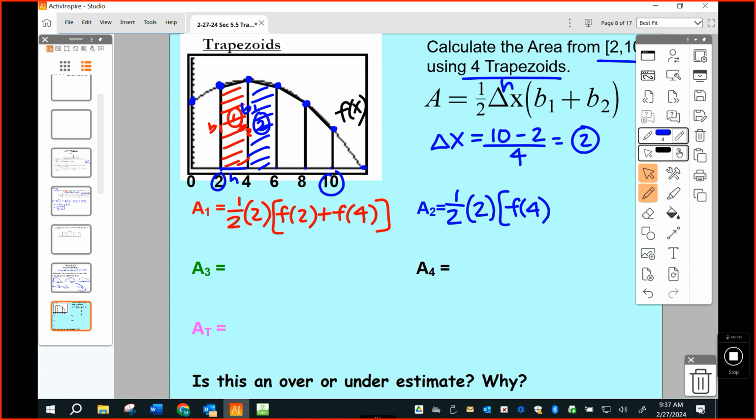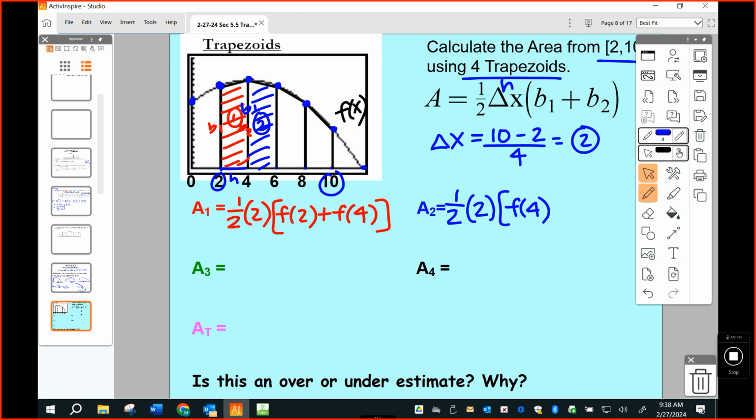But it's also, we've already used f of 4. I'm saying, how am I using f of 4 again? Because it's the base of one trapezoid and the base of another trapezoid. The trapezoids are touching. Yes, the trapezoids are side by side. Meaning they do what? What are these two trapezoids doing?